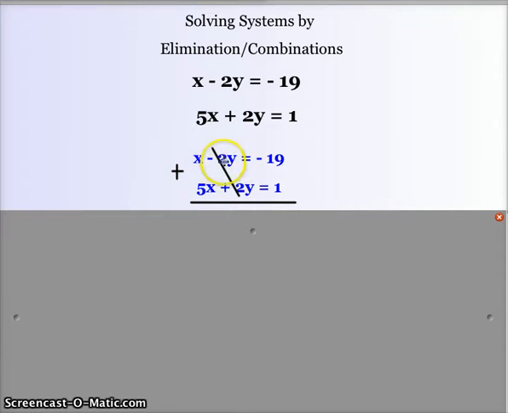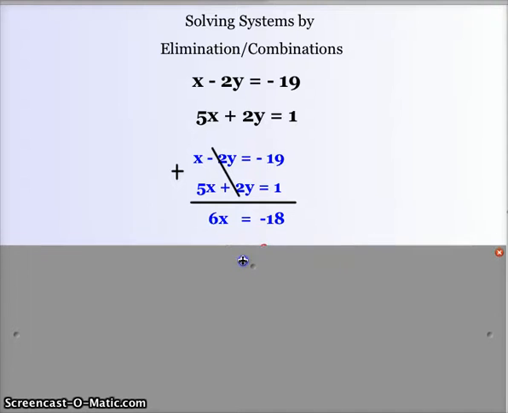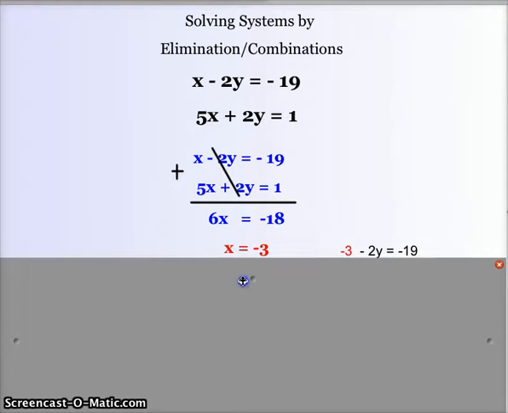Well, negative 2y and positive 2y cancel out, making 0. x plus 5x is 6x, and negative 19 plus 1 equals negative 18. Divide by 6 on both sides, and we find that x equals negative 3. Now we can plug in negative 3, or substitute it into one of the original equations, and I chose the first one. Negative 3 minus 2y equals negative 19.